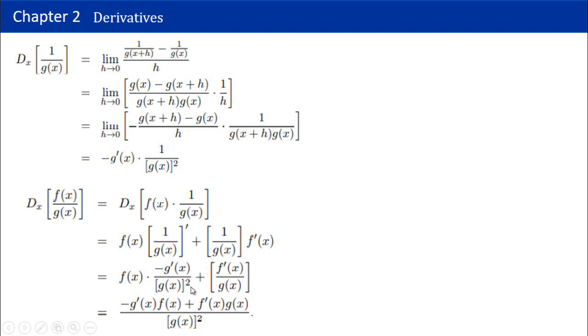Let us simplify this. So, we know that f of x is here, no? Where does this come from? So, f of x times negative g prime, so that is this. And then, this one is that.